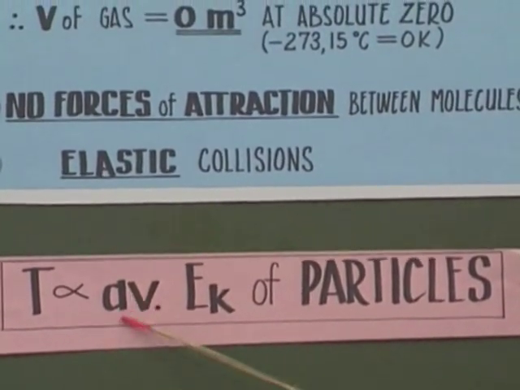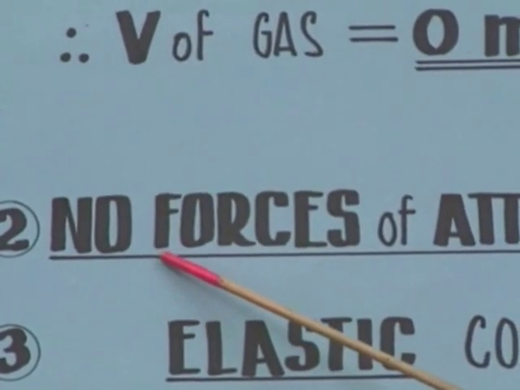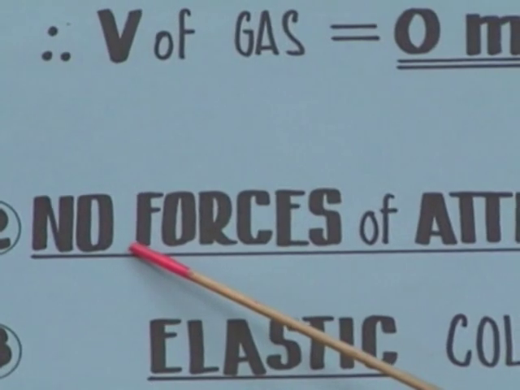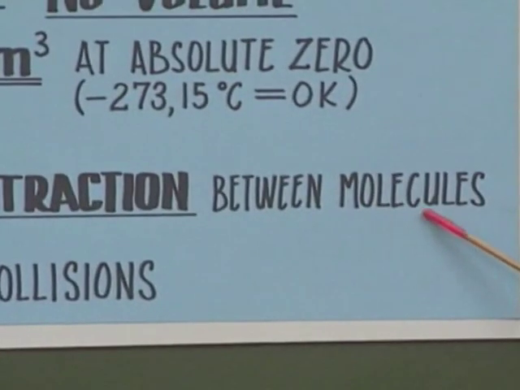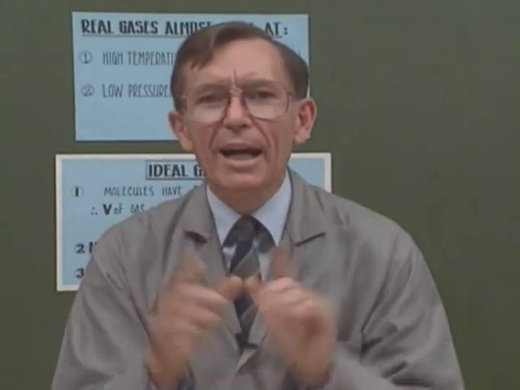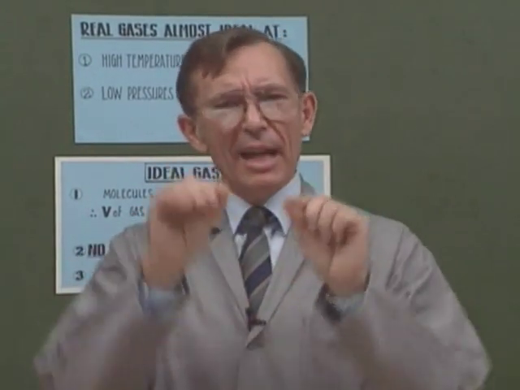Now, the second property of ideal gases is that although there are forces of repulsion between the molecules during collisions, there are no forces of attraction between the molecules. This implies that the molecules will move along straight lines between collisions, and that when we cool the gas down, the gas will not liquefy nor solidify, but it will remain a gas right down to the absolute zero of temperature, which is minus 273.15 degrees Celsius or 0 Kelvin.